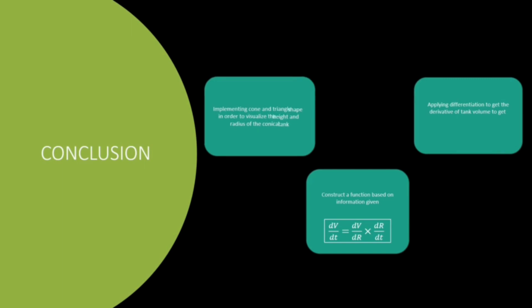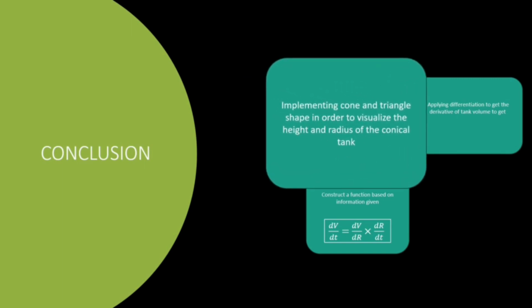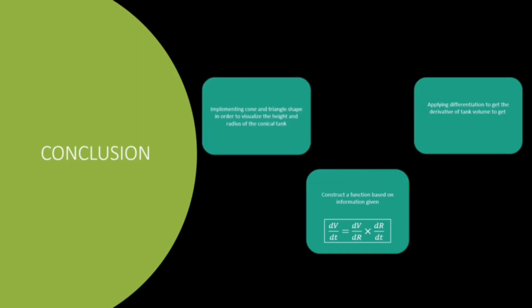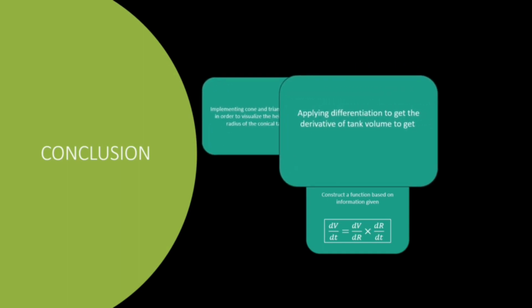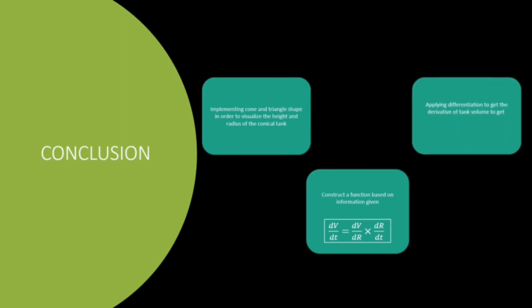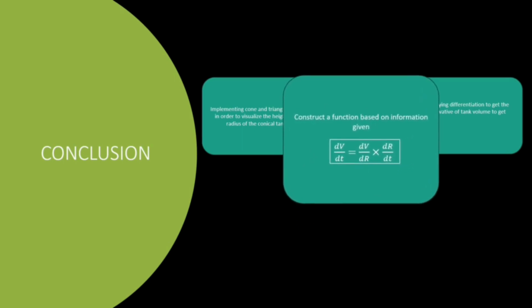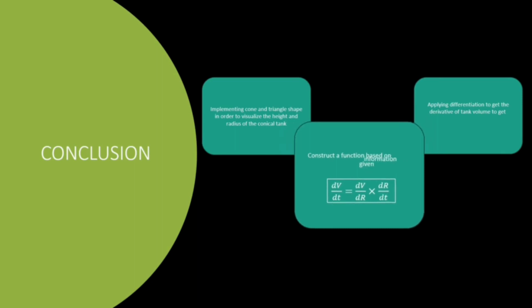For our conclusion, we implemented cone and triangle shapes in order to visualize the height and radius of the conical tank. We applied differentiation to get the derivative of the tank volume. And we constructed a function based on the information given.